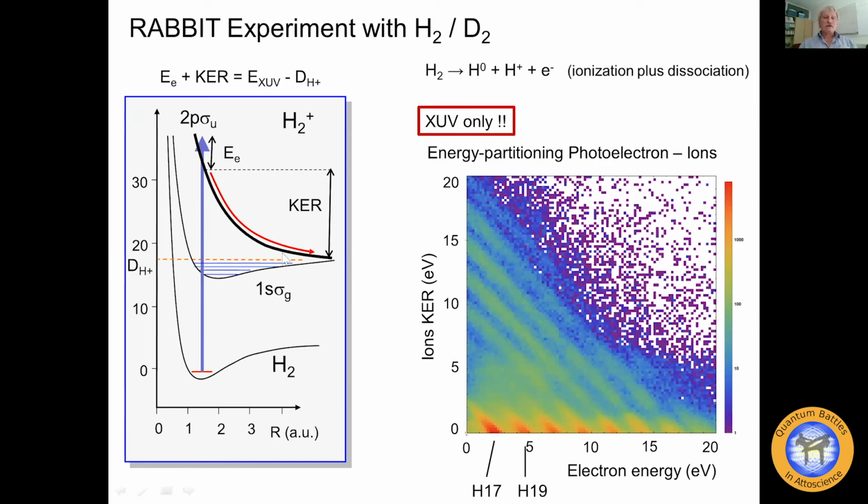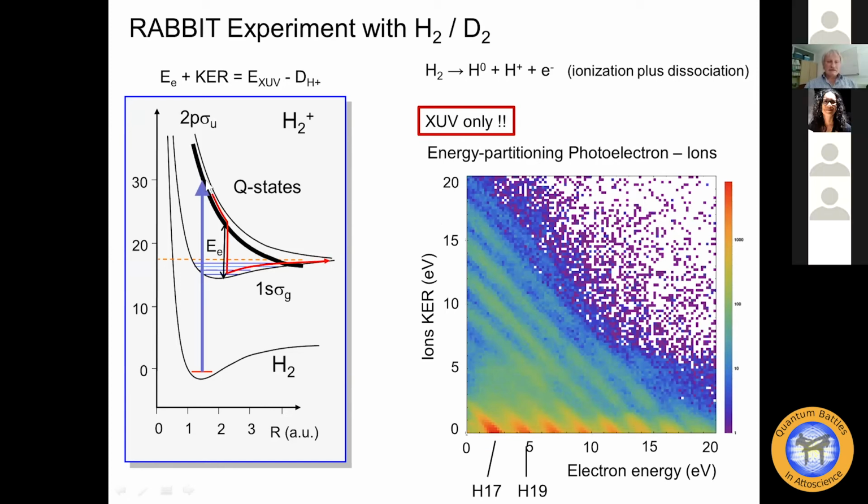So we go from the ground state of H2 to a dissociating state here. And what most likely happens is that we go to the doubly excited state, a dissociating state, and then the total energy, the sum energy of the emitted electron and the kinetic energy of the ions, is fixed. It's given by the XUV energy. So if you plot this energy partitioning here, you see sharp lines, and these are just the harmonics.